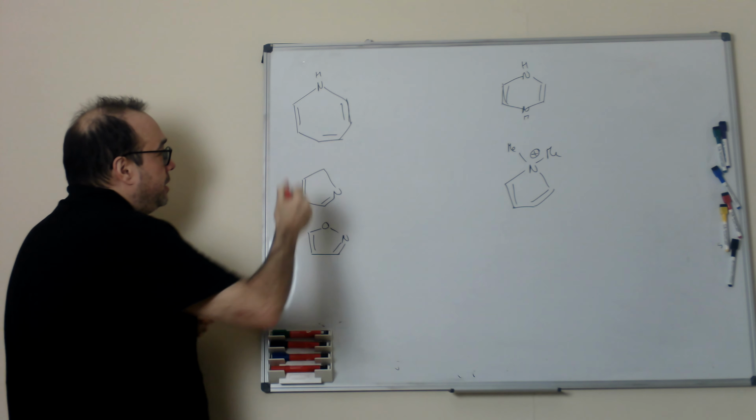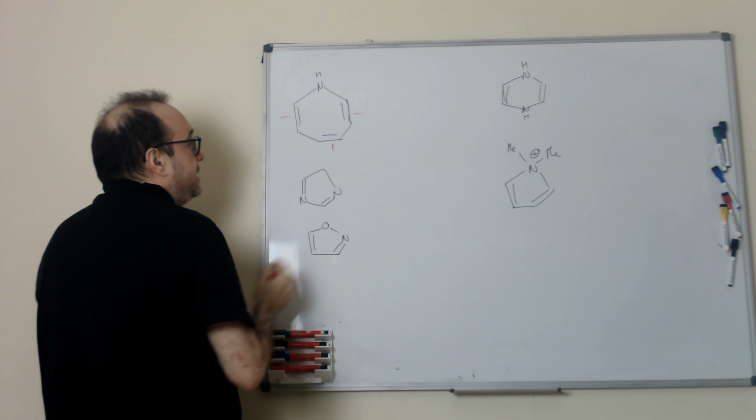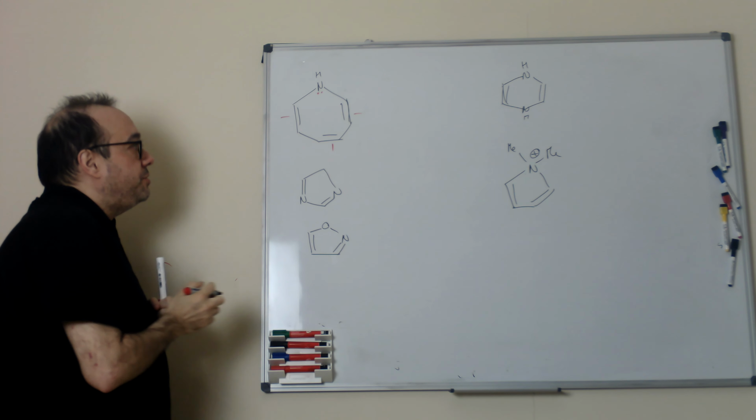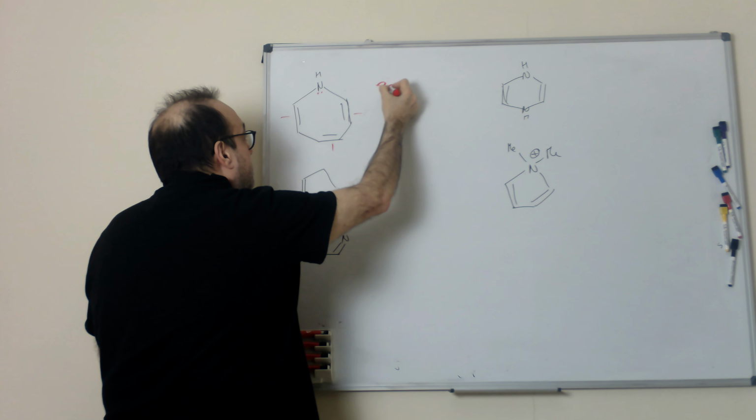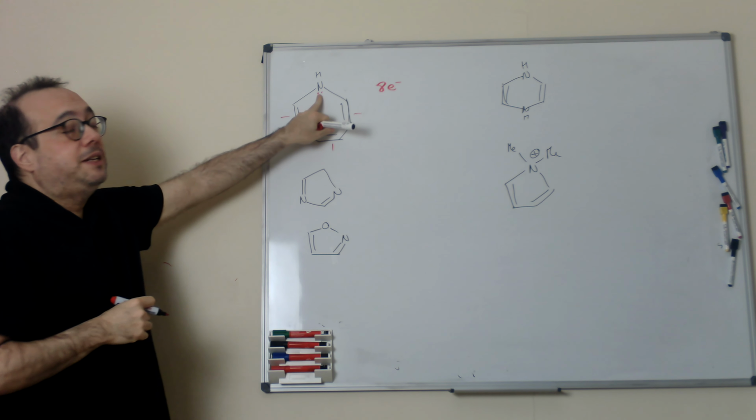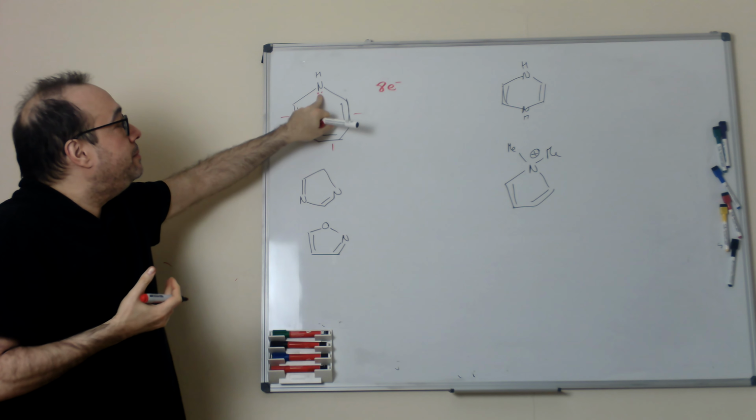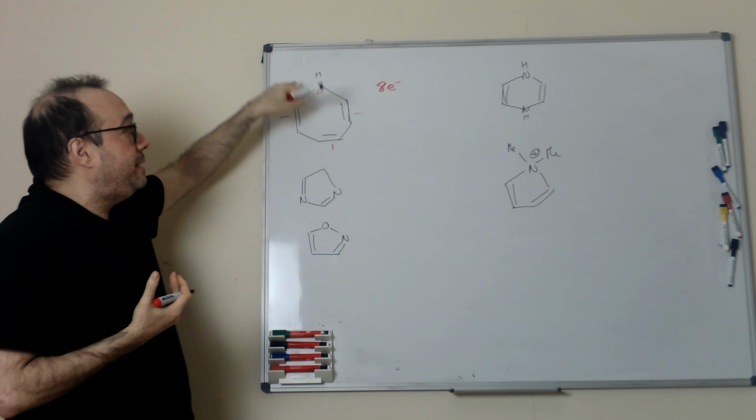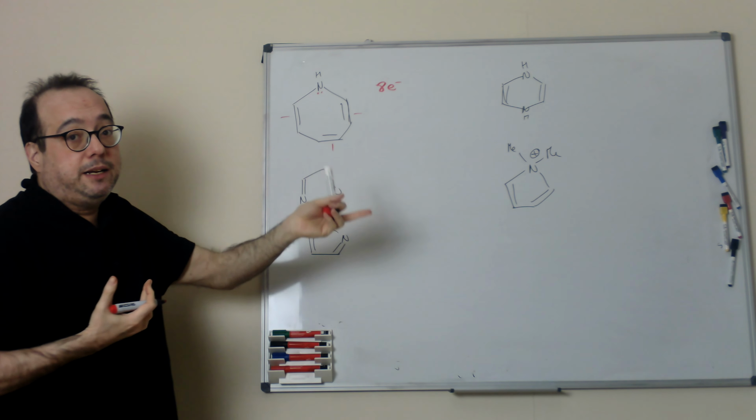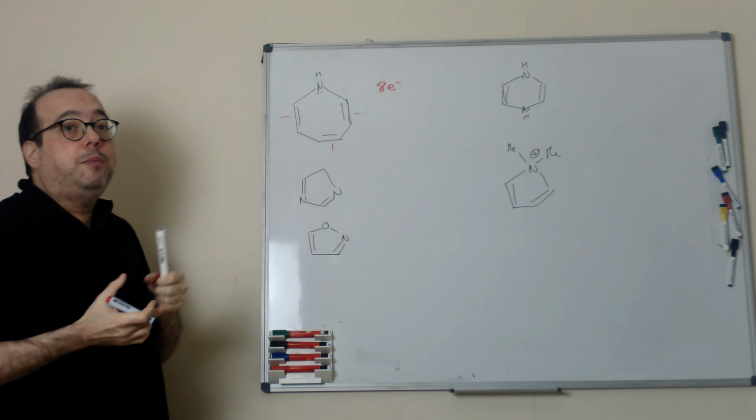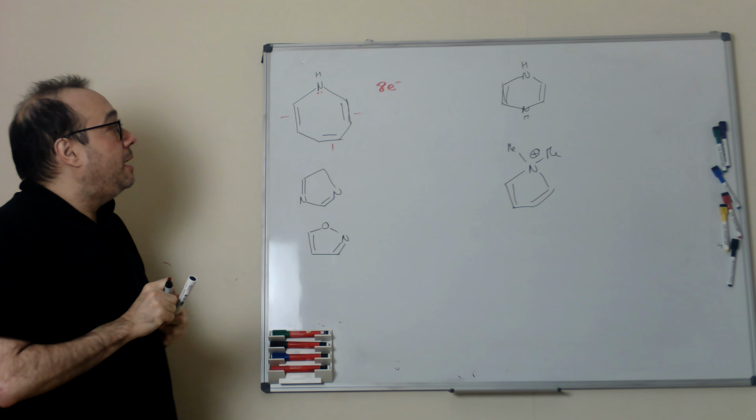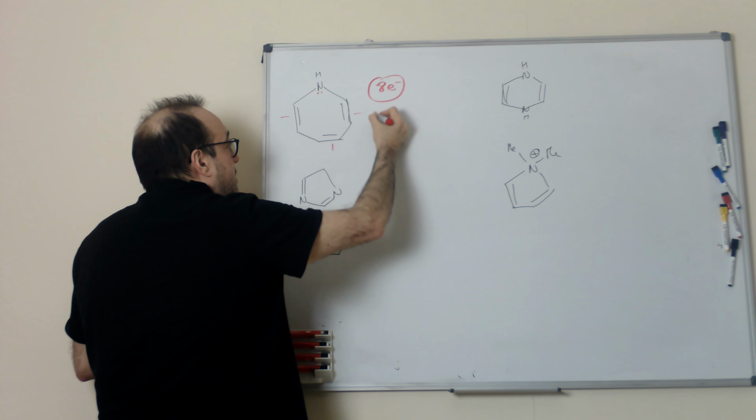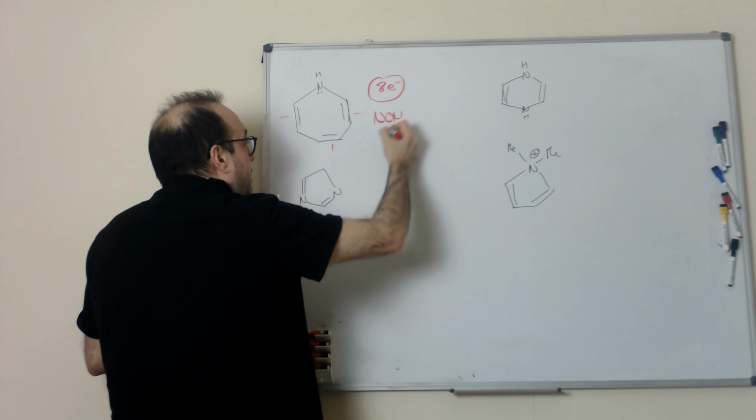Here we have 2, 4, 6 electrons plus the 2 electrons of the nitrogen. That means that we have 8 electrons. Remember, if we don't consider the 2 electrons of the nitrogen as being in the p system, then the nitrogen is not in the p system, the p system is disrupted, and it's not cyclic, or we don't have a p system in all the atoms. That means 8 electrons, following the Huckel rules, is not aromatic.